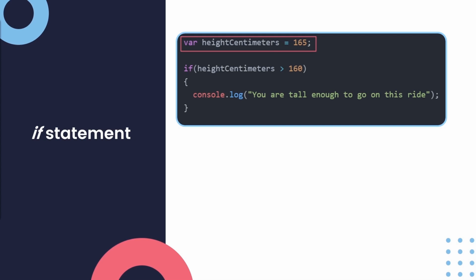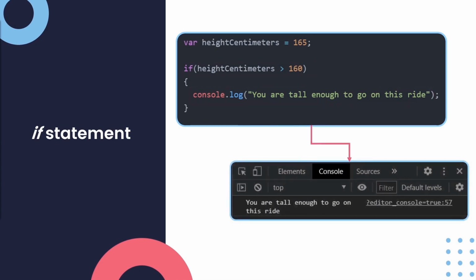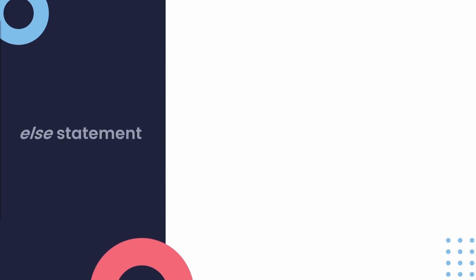Now, if that is my height, I can then test it in a conditional statement, which says if my height is greater than 160, then console log, you are tall enough to go on this ride. And this is what the output looks like. We just console log it to our console element inside our client. And this is just a typical, very basic example of how we can test a condition using conditional logic in JavaScript. So then what about the else statement?